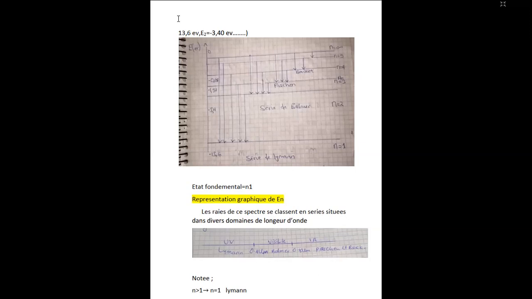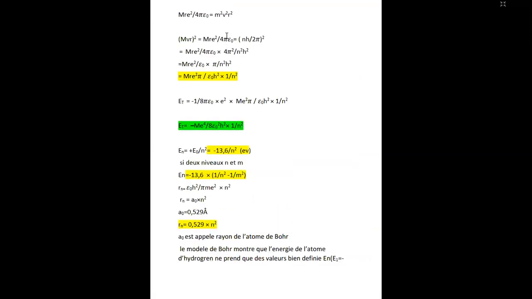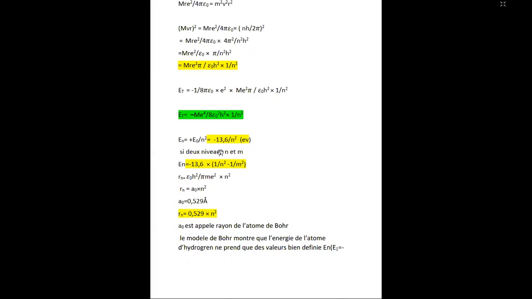When E2, when n is equal to 2, you have negative 3.40. If you want, you can try it by using this formula where you'll be just changing your n. If n is equal to 1, you just replace by 1, then you find your answer, negative 13.6. If n is equal to 2, you find that your answer is 3.4. If n is equal to 3, you find your answer by using that formula. Those answers which you found are always fixed answers.